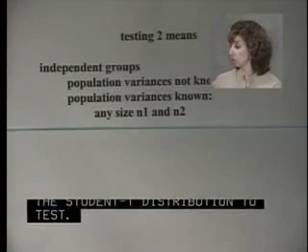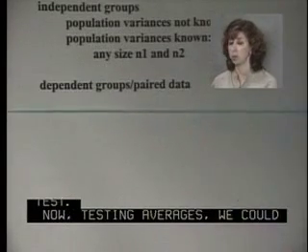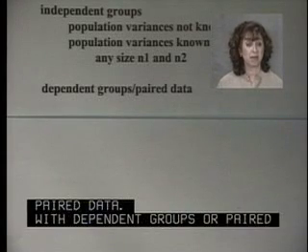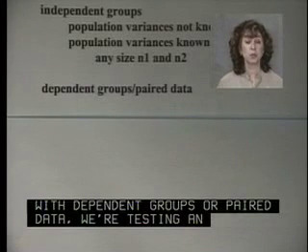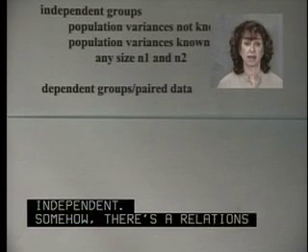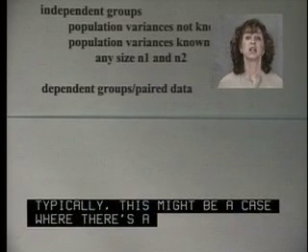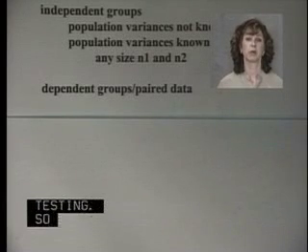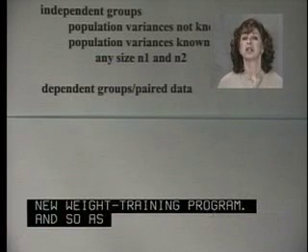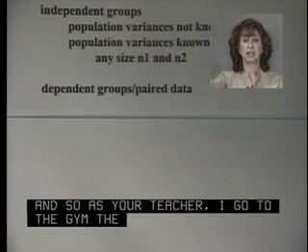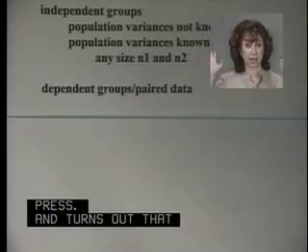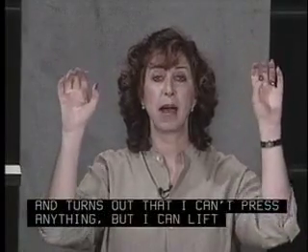Now, testing averages, we could also have dependent groups or paired data. With dependent groups or paired data, we're testing an average, but the groups are not independent. Somehow there's a relationship. Typically, this might be a case where there's a before or after testing. So for example, let's say we decide we want to embark on some new weight training program. And so as your teacher, I go to the gym the first day, and I try to see how much I can bench press. And turns out that I can't press anything, but I can lift 10-pound weights. So I have 10 pounds, that's my before.